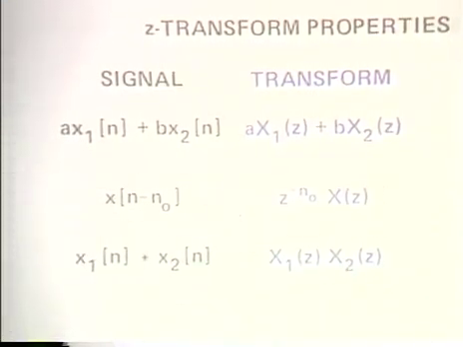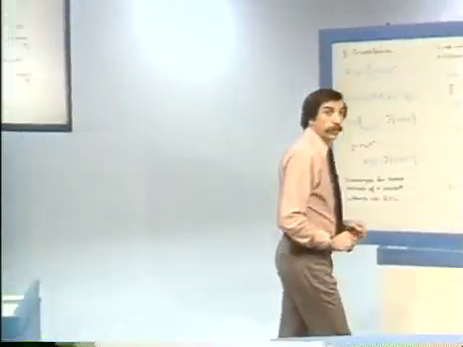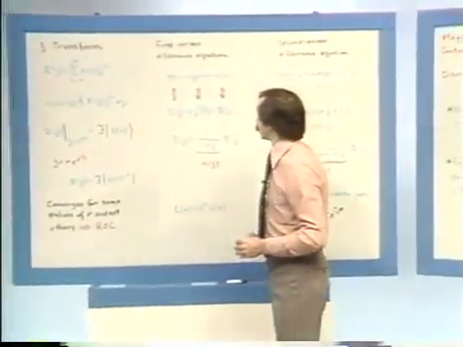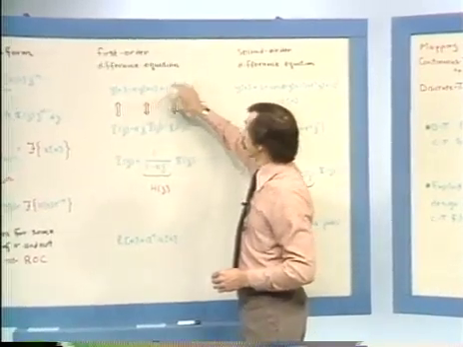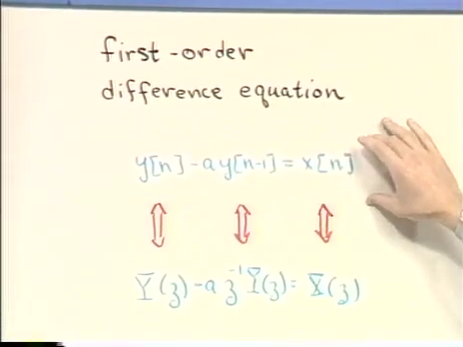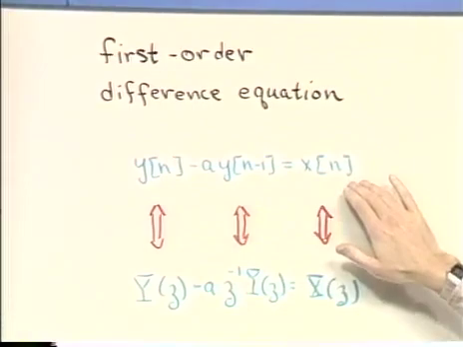So let's do that by first looking at a first-order difference equation. In the case of a first-order difference equation, which I've written as I indicate here, there are no terms on the right-hand side other than the input, but we could have terms, of course, in general. So y of n minus a y of n minus 1 equals x of n.